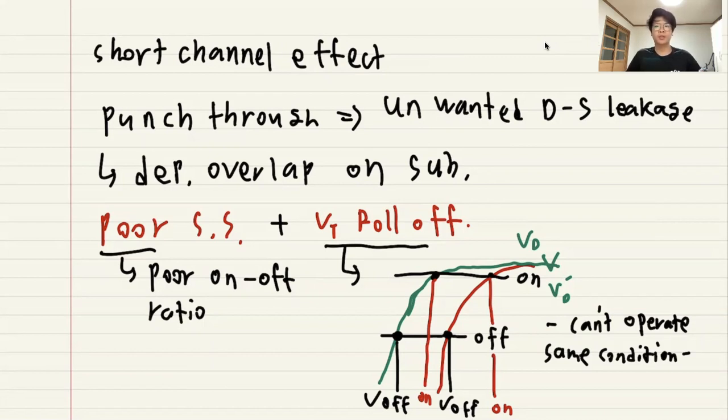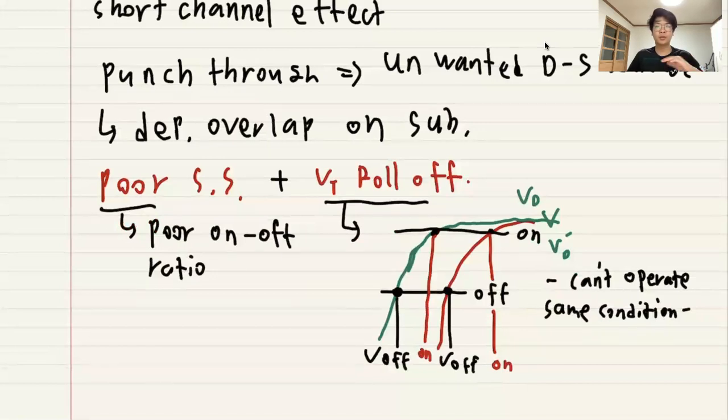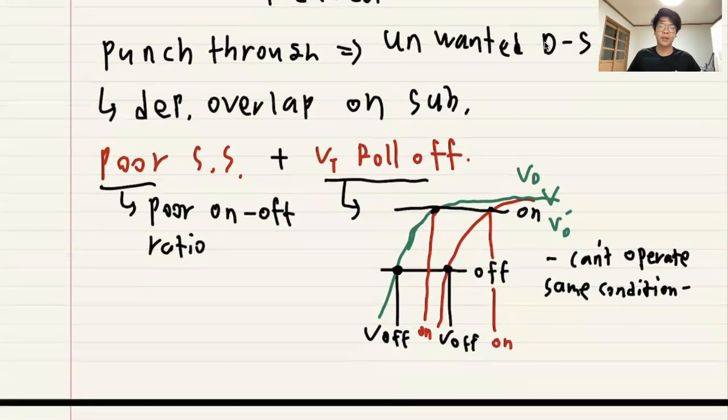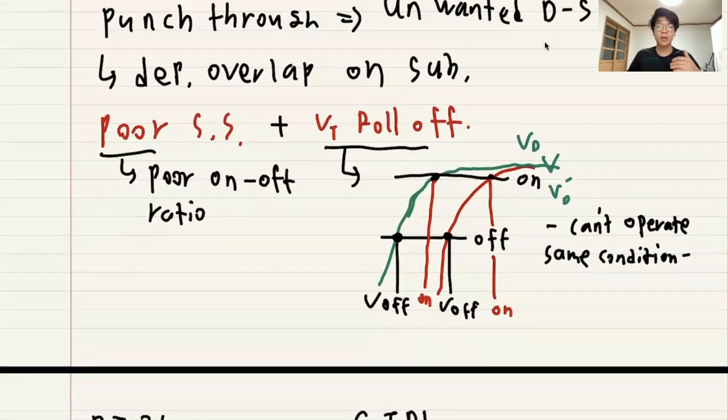also a threshold VT roll-off, which means the threshold voltage gets rolled off as drain voltage gets higher. So the off voltage and on voltage get different depending on drain voltage. So in the same device, the threshold voltage gets differentiated.